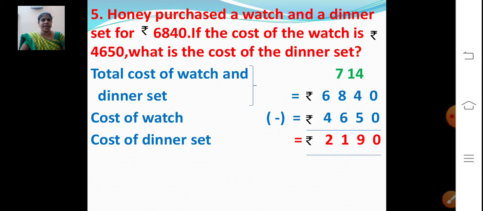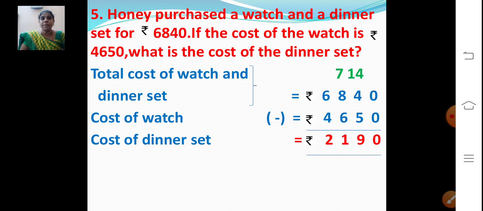The other day also we saw, right? Total weight of two items we saw, and one weight they have given. We have to find out the other weight, right? So in that case, what do you have to do? We have to subtract. They have given the total and the answer is given for one. If you have to find out the other, we have to subtract. So Honey purchased a watch and a dinner set for how much rupees?